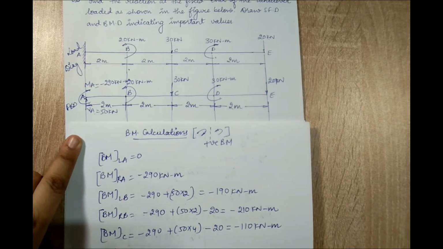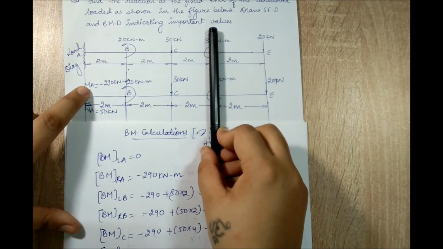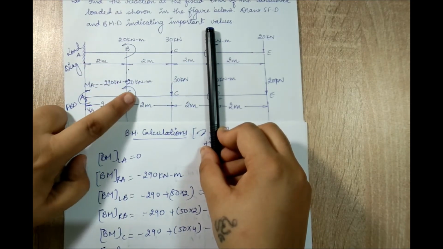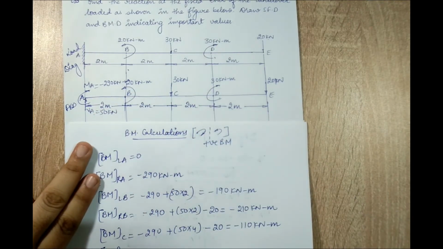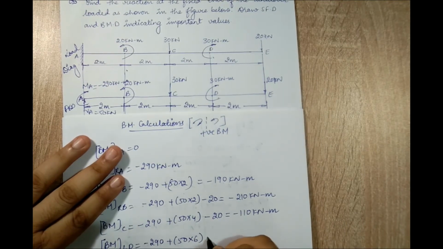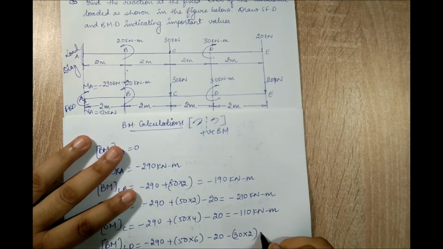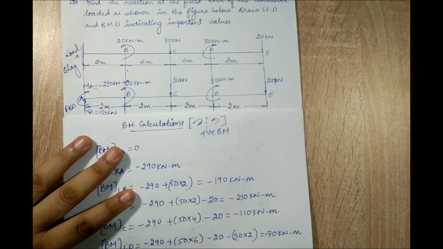Next I'll calculate the bending moment to the left of D. When I stand at D and I look to the left, I can see minus 290, 50 turning clockwise, minus 20 turning anti-clockwise, 30 turning anti-clockwise. So I'll write down minus 290 plus 50 into 6 minus 20 minus 30 into 2. So I get the answer as minus 70 kilonewton meter.